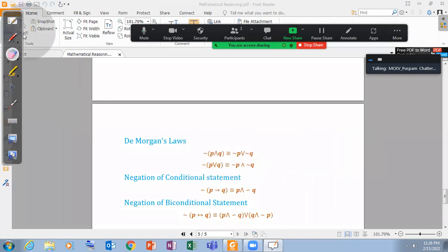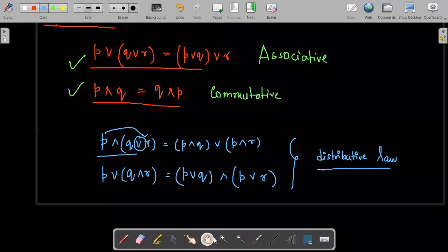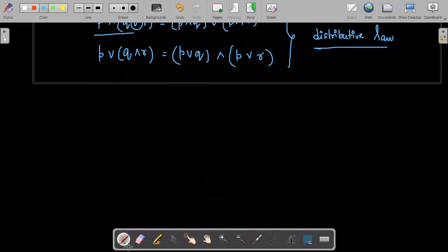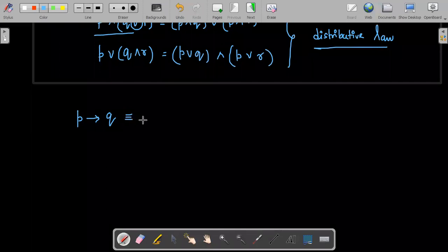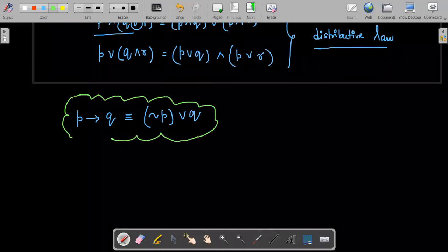Another thing which is very important, let me write that down, is about a conditional statement, and that is P implies Q is equivalent to negation of P or Q. This is very important. Okay. So how does this come? Let us prove it by truth table.